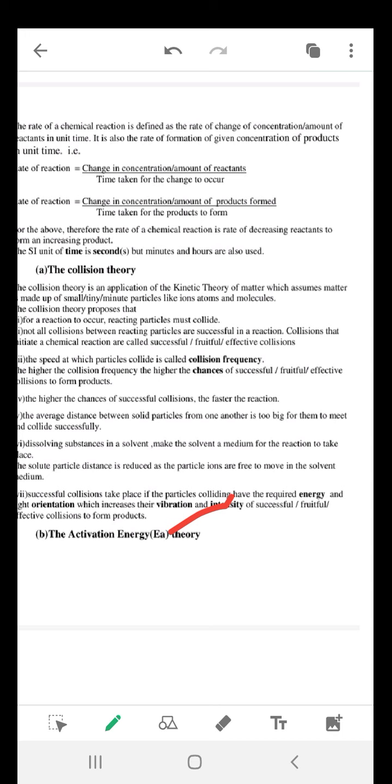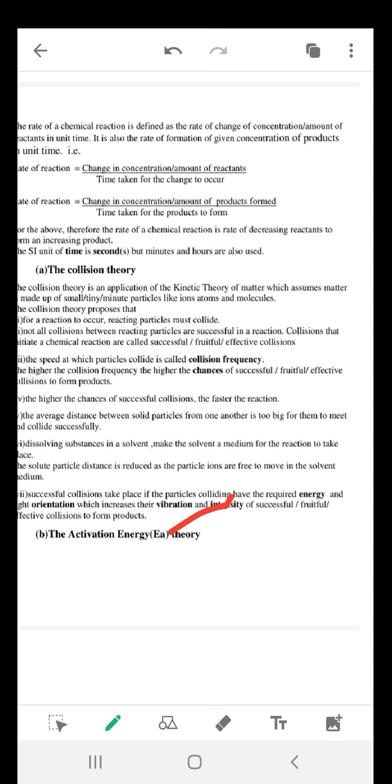So if the speed is high, then the reactions will be very fast. If the speed is low, the reaction will be slow. Then the higher the chances of successful collision, the faster the reaction. So if there's a high chance of having so many successful collisions, then the reaction rate will be very fast.